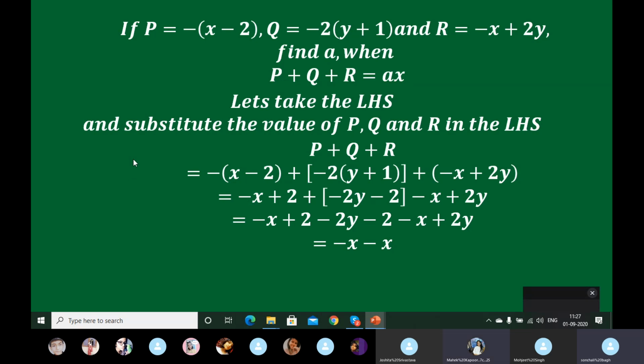Minus x and minus x will give us what? The coefficient of x is minus 1 and the coefficient of the other x is minus 1. So minus 1 plus minus 1 is how much? Minus 2, ma'am, minus 2x. Minus 1 and minus 1 is minus 2. So minus 2x. Now we have solved the LHS. Now we will move to the RHS side.